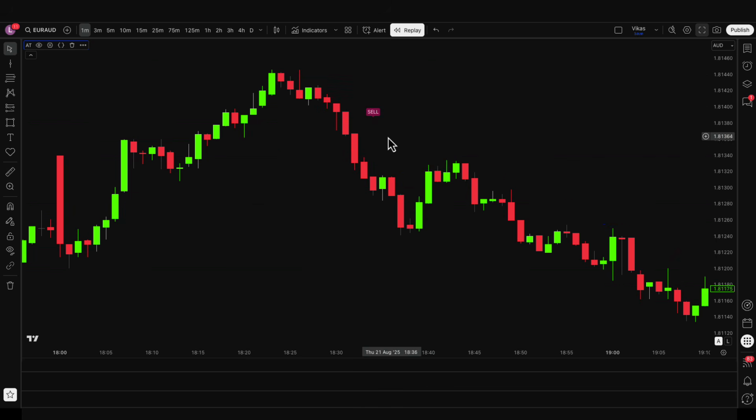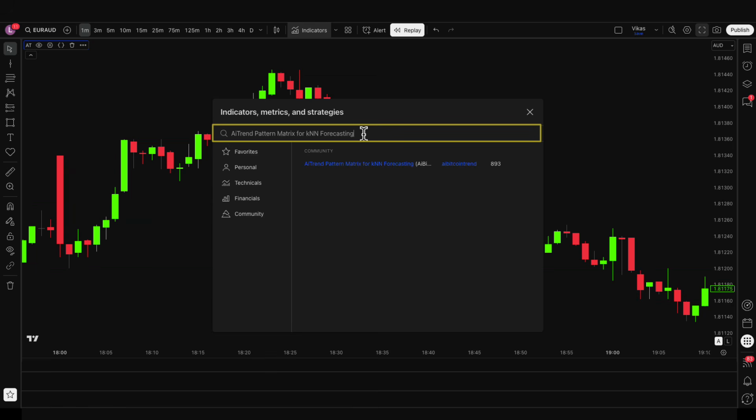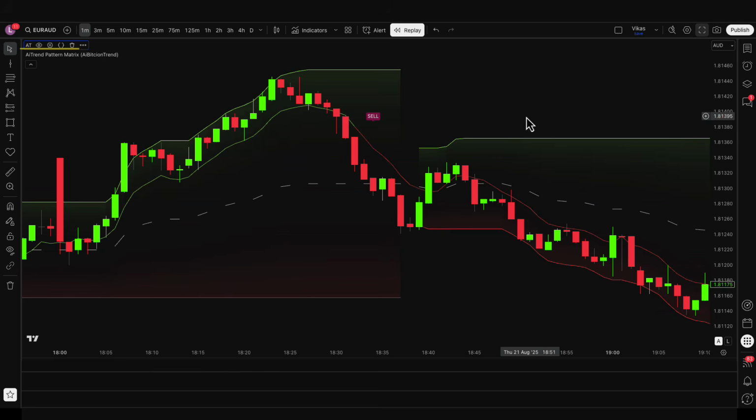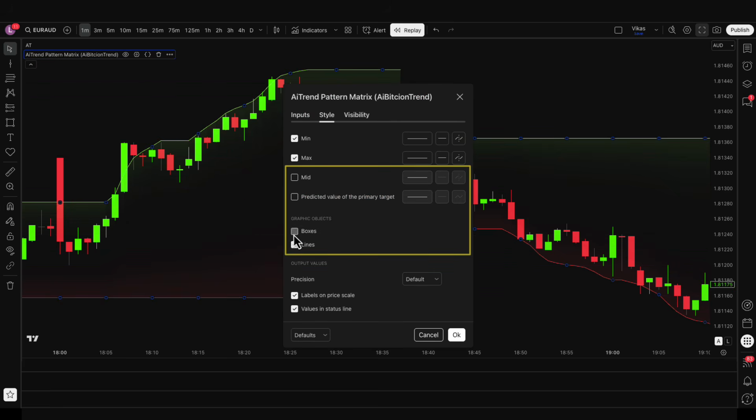After this, we will understand the next trading setup on the chart. We will search the AI Trend Pattern indicator in the search box of TradingView. After that, we have to click on the AI Trend Pattern option, in which we have to change some settings. We need to hide these options.